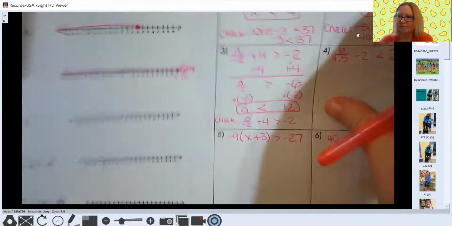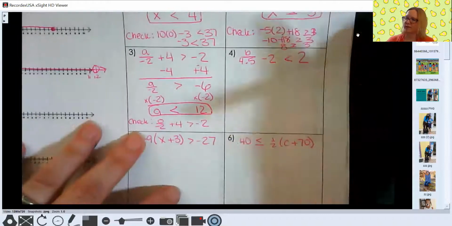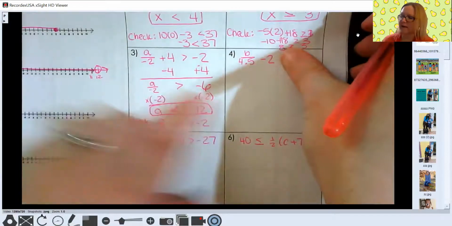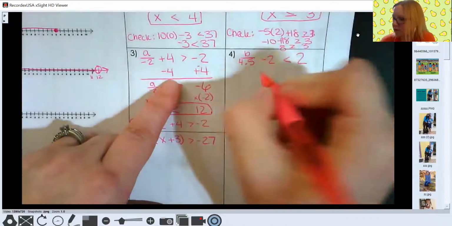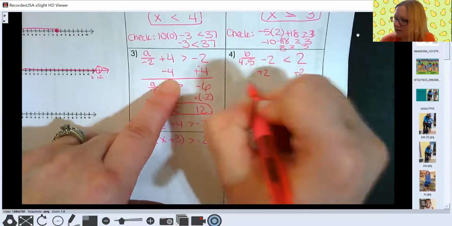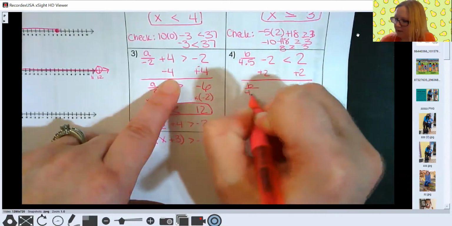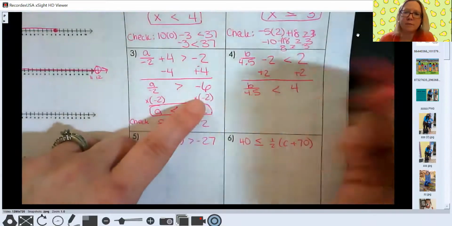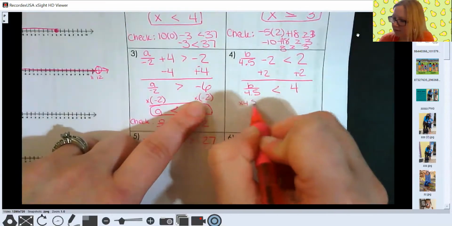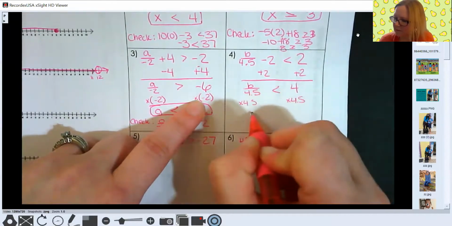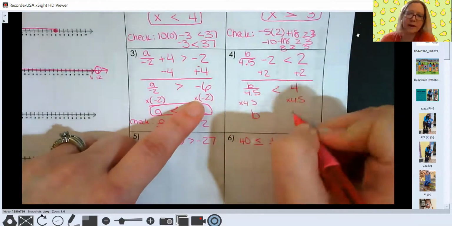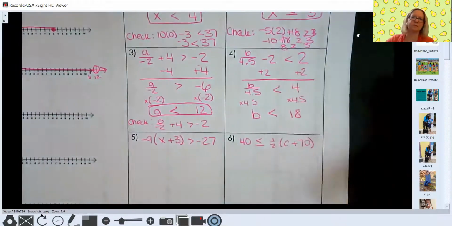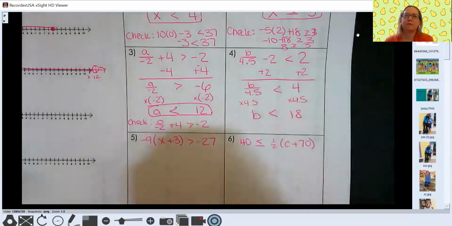All right, number 4. First thing we're going to do is, again, look for what's farthest from the variable. In this case, the 2 is farthest, so I'm going to add 2 on both sides of the equation. That gives me b divided by 4.5 is less than, and over here I have 4. Now I'm going to multiply both sides by 4.5. And that gives me b, and 4 times 4.5 is going to be 18. I don't reverse the symbol because I didn't multiply or divide both sides by any negative number. So I have b is less than 18.